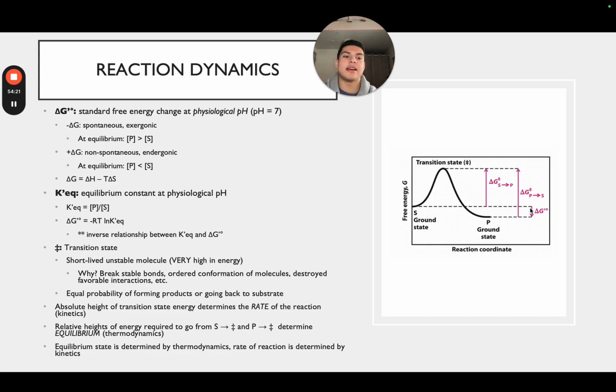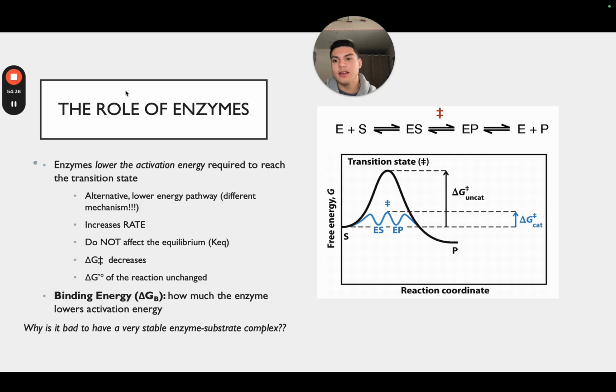delta G's, and specifically the delta G's of the double daggers and also delta G naught, and how that informs you of the thermodynamics of it, whether it's spontaneous exergonic or non-spontaneous endergonic, and then how that relates to the equilibrium constant. And then the role of enzymes, as I mentioned before, the enzymes will just lower the activation energy required to reach the transition state.